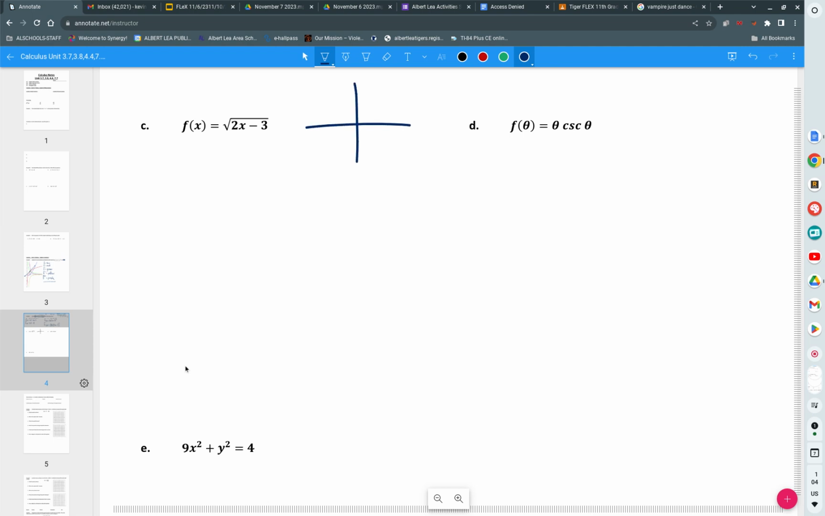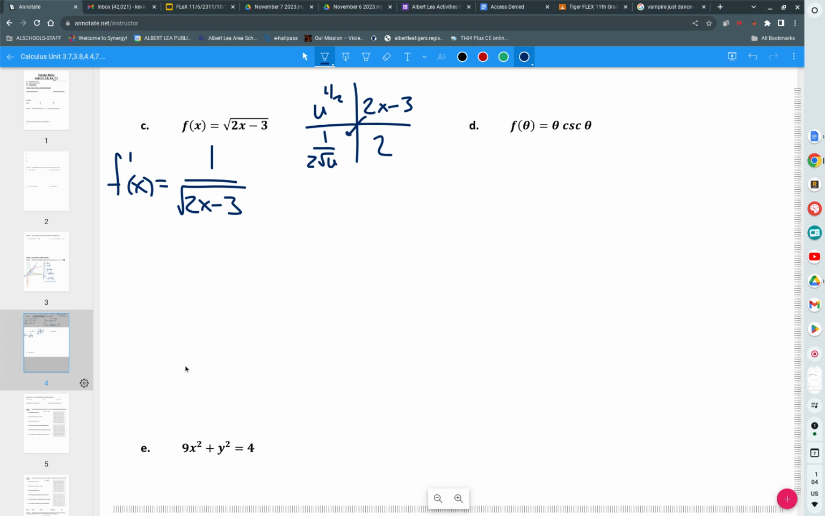But I'm going to do the chain rule here. I have u to the 1/2, and I have 2x minus 3. The derivative of u to the 1/2 is 1 over 2 roots of u, and the derivative of 2x minus 3 is 2. So when you multiply those, what's going to happen? You get the derivative, f prime of x is equal to 1 over the root of 2x minus 3.